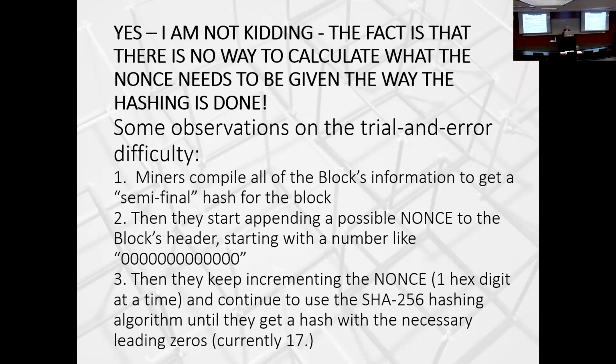So they choose a nonce and they hash it with the Merkle tree root. And then they check to see, do I have 17 leading zeros? Probably not. So I do it again, and I do it again, and I do it again, and I do it again. And eventually they find one.